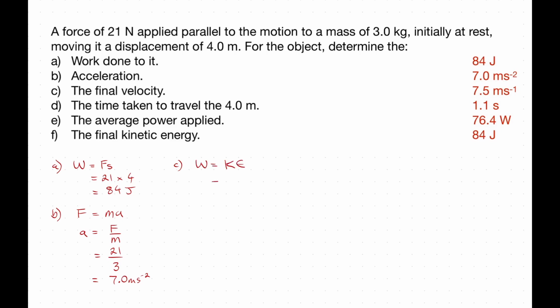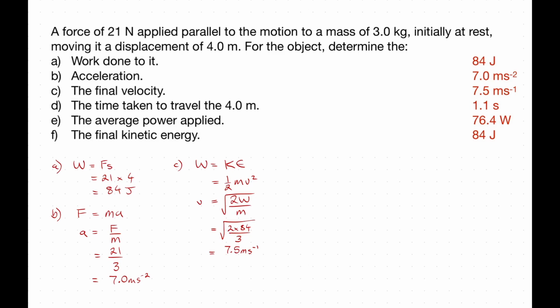So that means that this is going to be equal to half mv squared. So that means that our v is going to be equal to the square root of 2 times our work divided by our mass, which would then be equal to the square root of 2 times 84 divided by 3, and that should be equal to our 7.5 meters per second. I am working with some rounded numbers here, but that's okay.